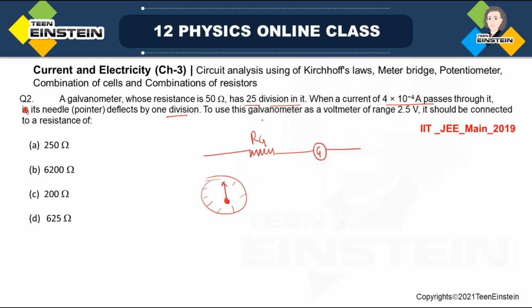So for full scale deflection, what is the total current through it? For one division, the equivalent current is given here as 4 into 10 to the power minus 4 ampere, corresponding to 1 division. Then what is the allowed current? The maximum current allowed through the galvanometer can be found out.